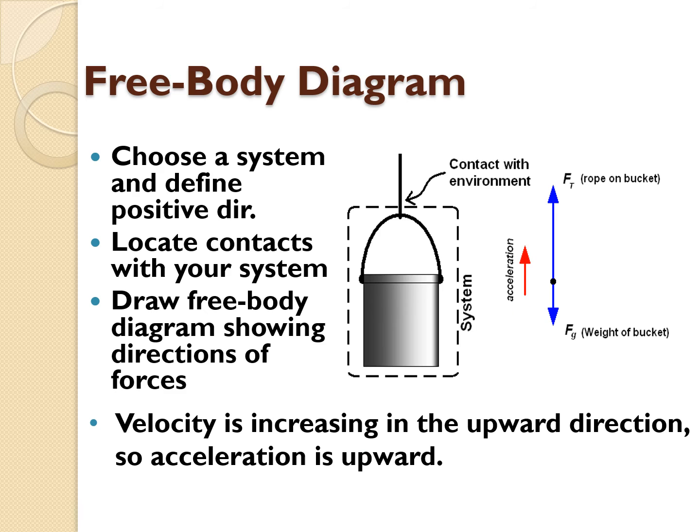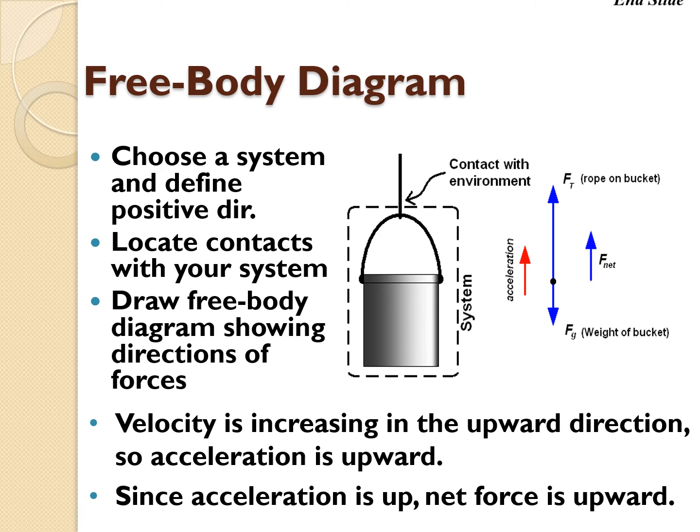If the acceleration is upward by Newton's second law, that means the net force is upward as well. If the net force is upward, then the upward force has to be bigger than the downward force. So force of tension actually has to be bigger than the force of gravity. So going through this again, velocity is upward and velocity is increasing. That means acceleration has to be upward. If acceleration is upward by Newton's second law, net force has to be upward.